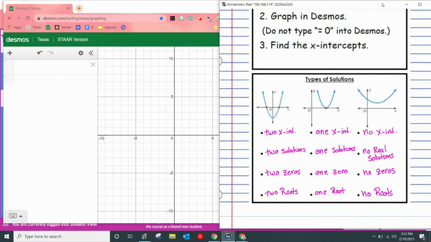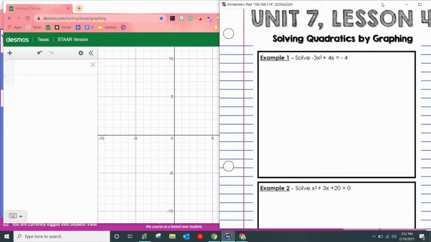I know that seems really redundant to write all that many times, but I really want to get it stuck in your brains, guys. X-intercepts are the solutions. They are also called zeros and the roots. Okay, so let's jump in and look at some examples.